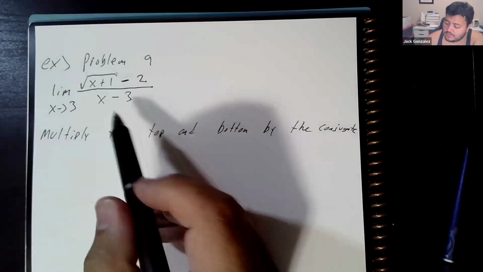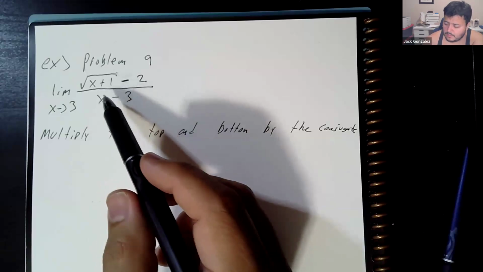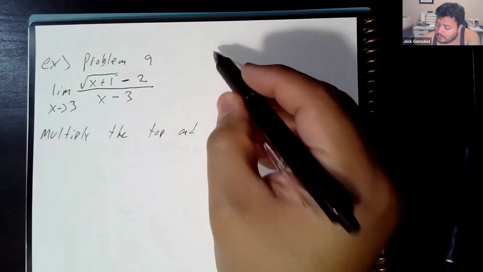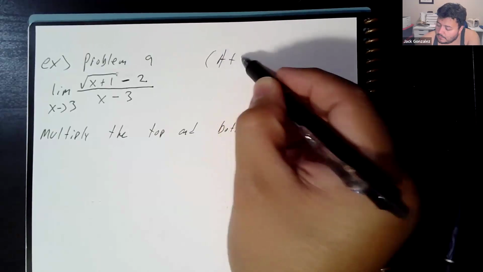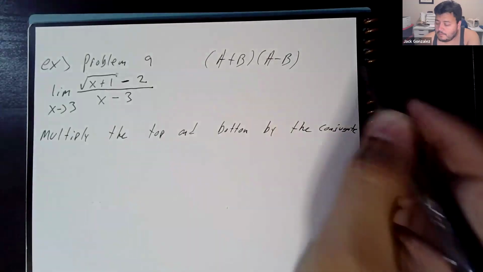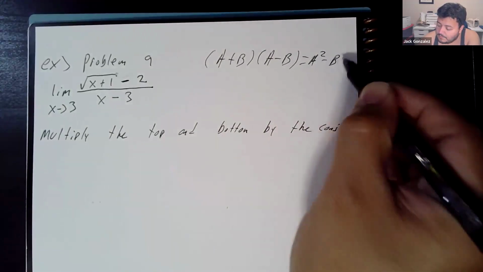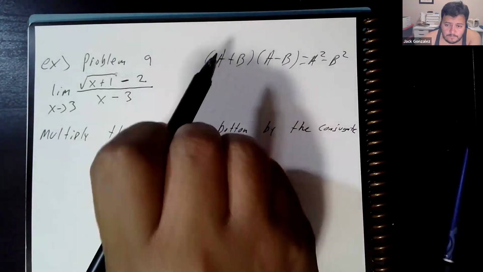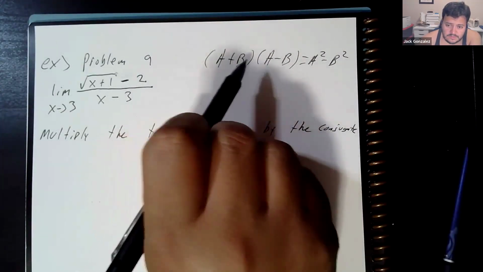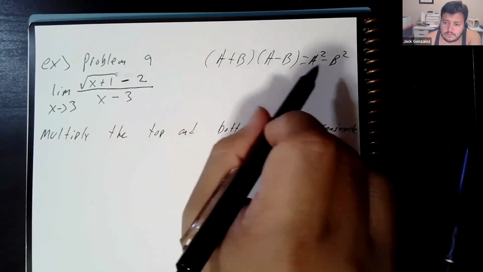So conjugate is usually referring to like the difference of squares, right? So these two are considered to be conjugates. And when you multiply conjugates, you get a difference of squares. The reason we care is because this basically forces you to square two terms.